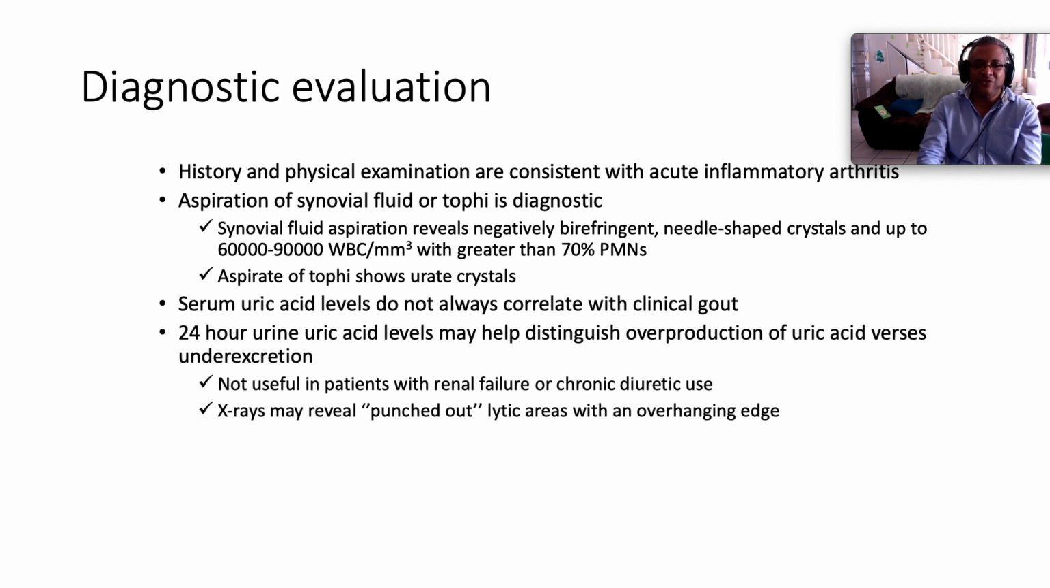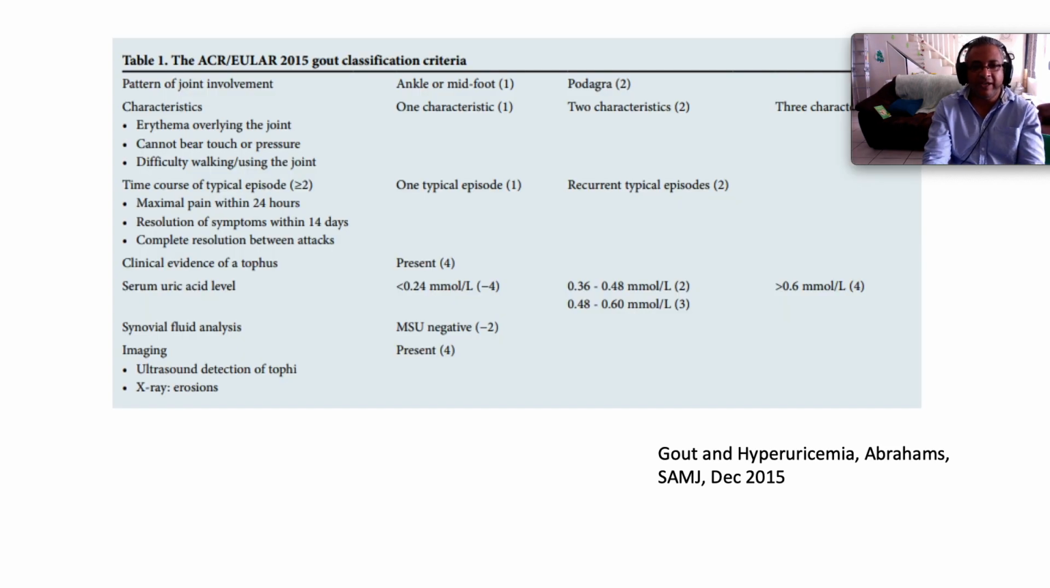Serum uric acid levels do not always correlate with clinical gout. Remember that. 24-hour urine uric acid levels may help to distinguish overproducers from under-excretors, right? Please note, it is useful in patients with renal failure or chronic diuretic use. X-rays will reveal our beloved punched out lytic areas with overhanging edge. Punched out lytic areas with overhanging edge.